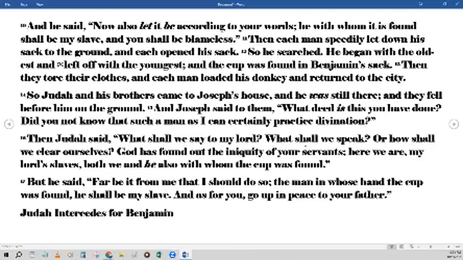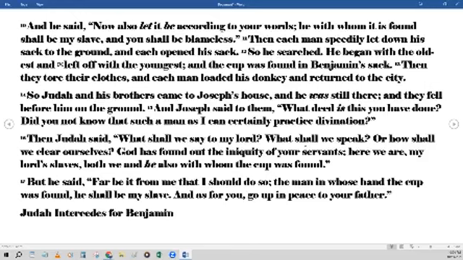Did you not know that such a man as I can certainly practice divination? Then Judah said, what shall we say to my lord? What shall we speak? Or how shall we clear ourselves? God has found out the iniquity of your servants. Here we are, my lord's slaves, both we and he also, with whom the cup was found. But he said, far be it from me that I should do so. The man in whose hand the cup was found, he shall be my slave.